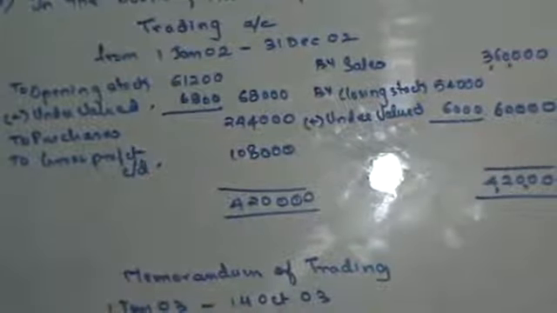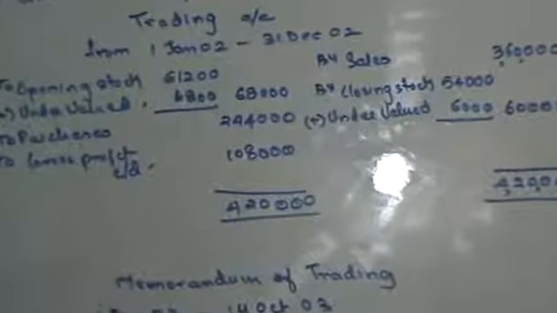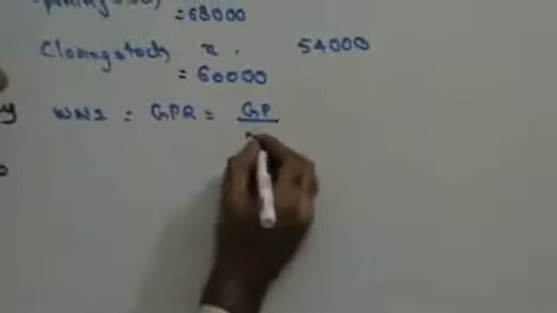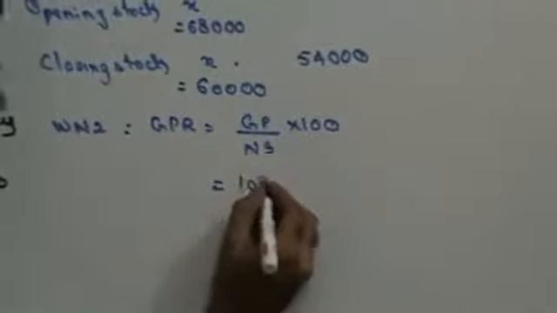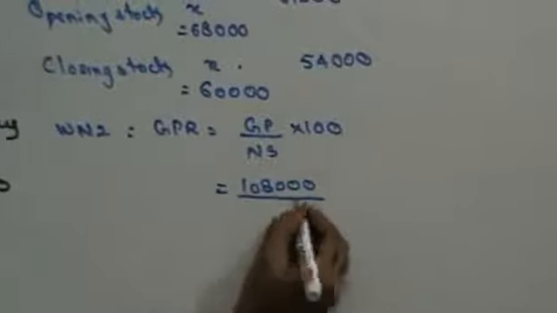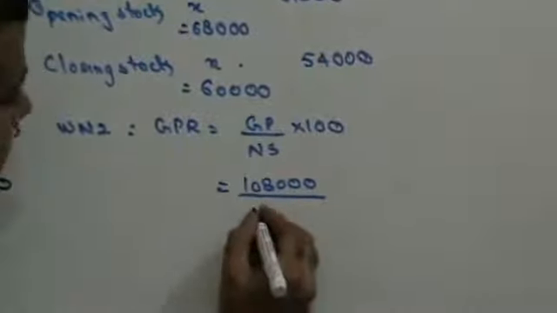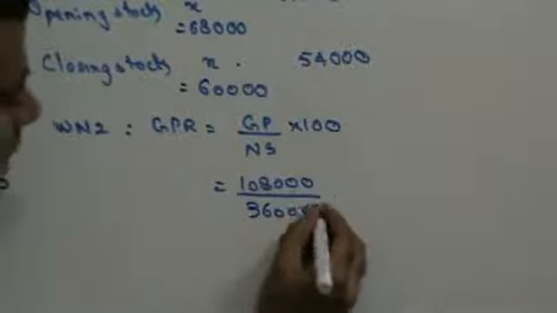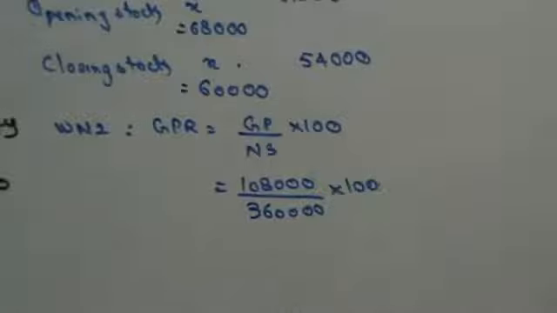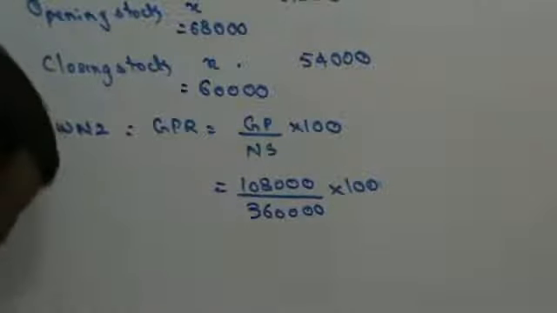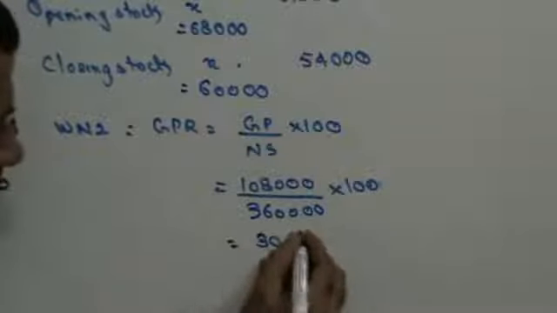Right? Now let's see this working note 2. You want gross profit ratio. Gross profit ratio is gross profit upon net sales into 100. Gross profit is 1,08,000 upon net sales. Net sales is 3,60,000 into 100. Right? So when you work this out, you should get your gross profit ratio as 30%.